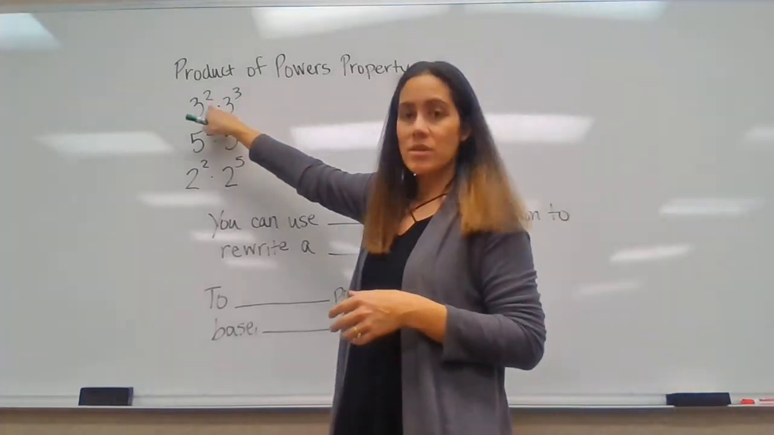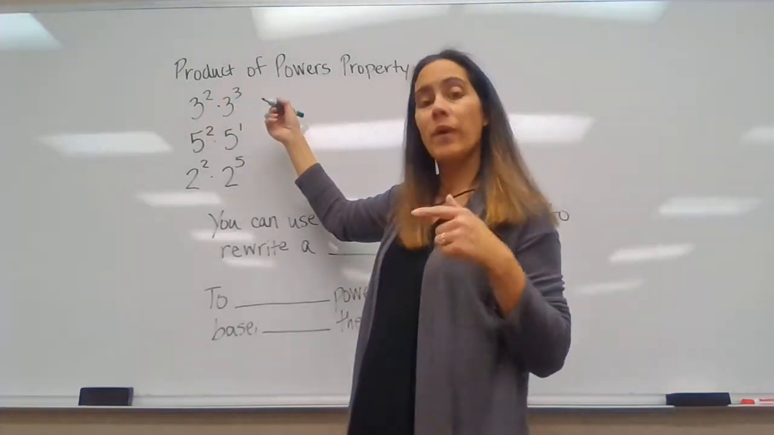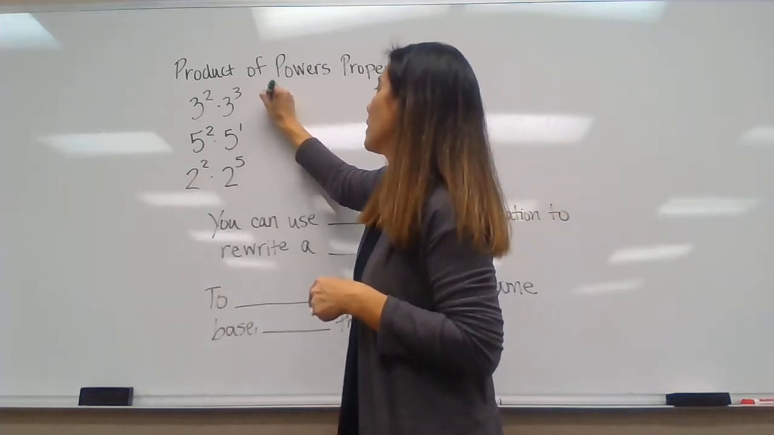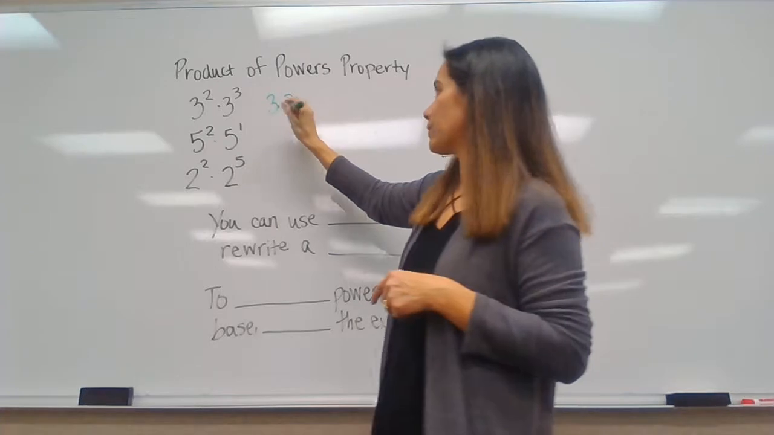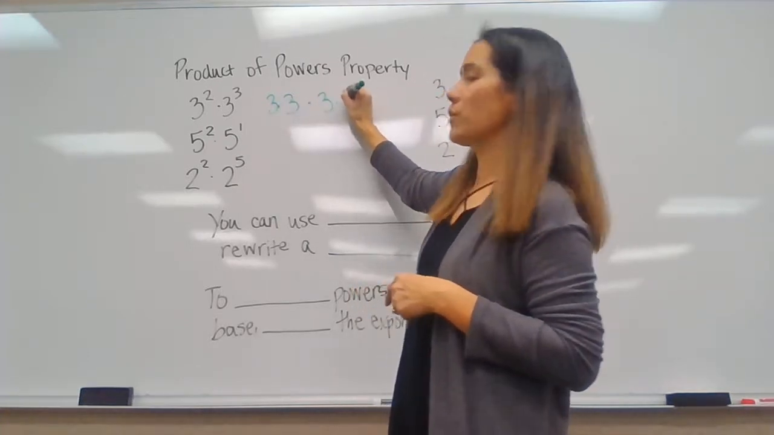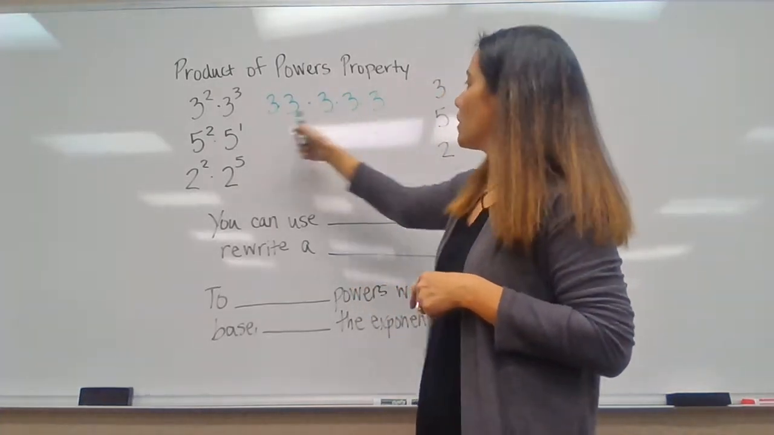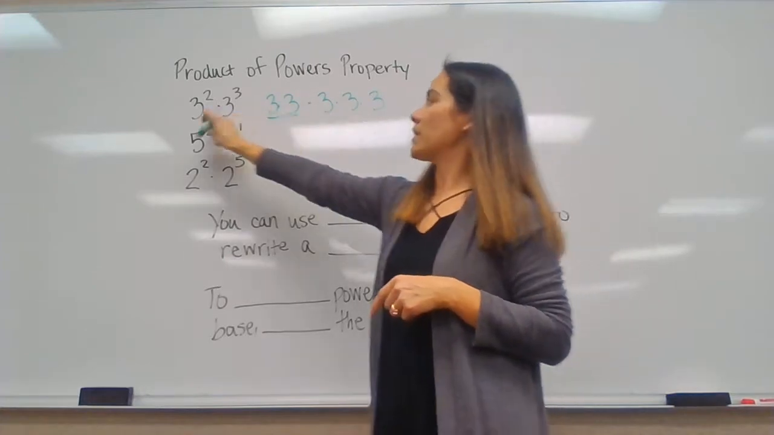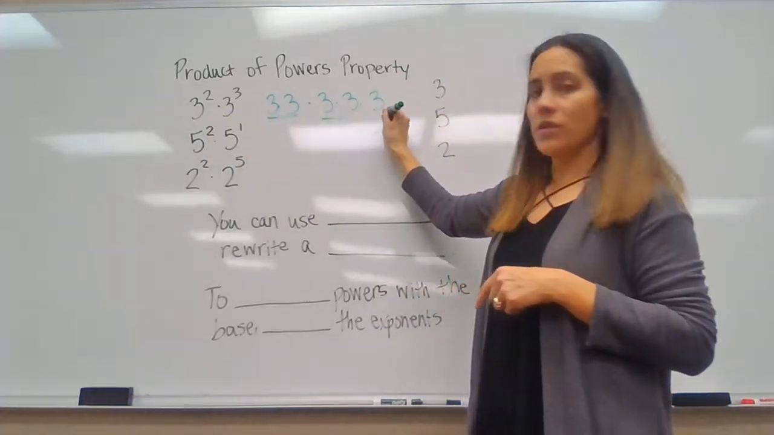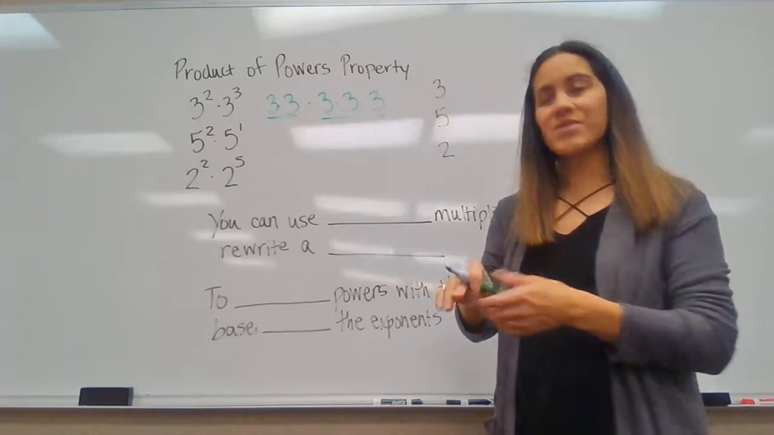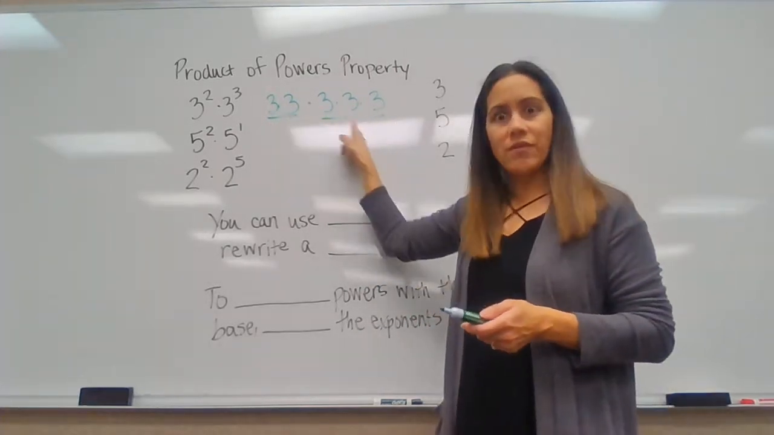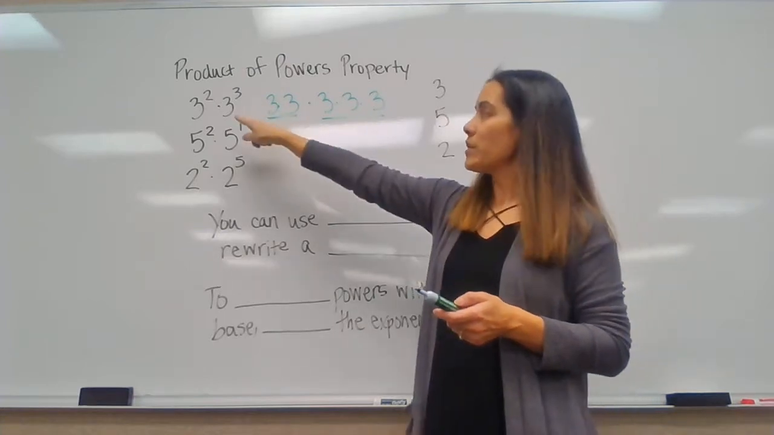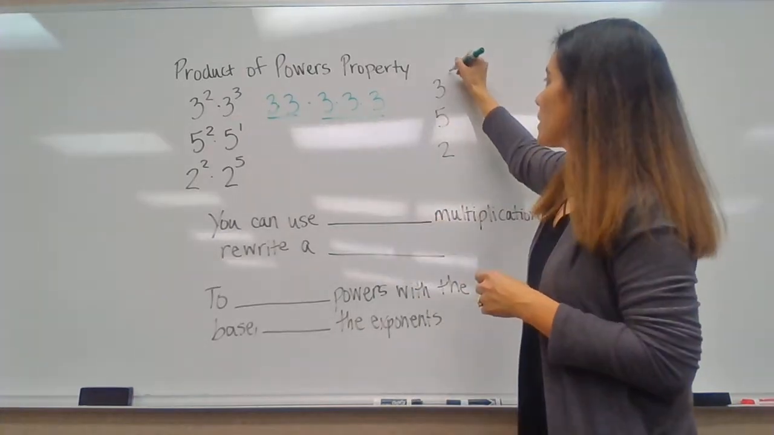So we know 3 squared is just 3 times 3. So on your notes, I want you to write 3 times 3. So this one right here is 3 squared. And then I have 3 to the third. Well, this is also the same as 3 times 3 times 3. There's 3 of them. So 3 squared times 3 to the third is really 3 times 3 times 3 times 3 times 3, and there's 5 of them.